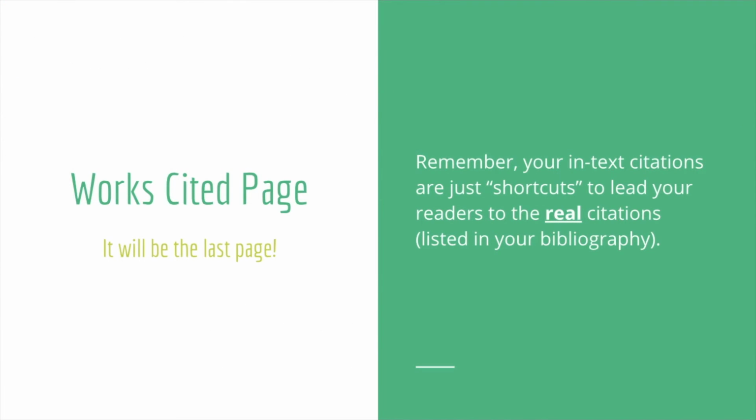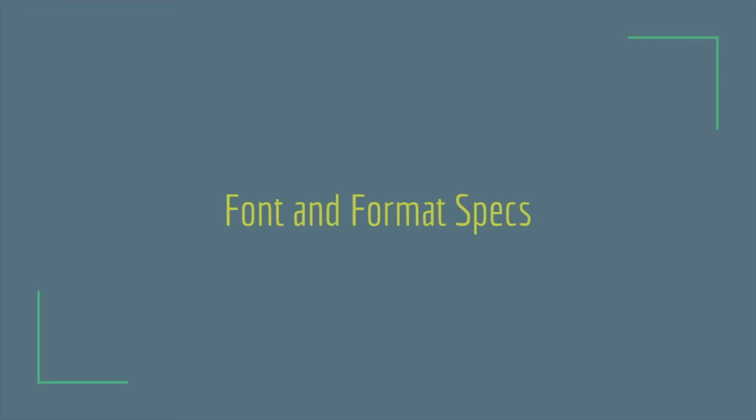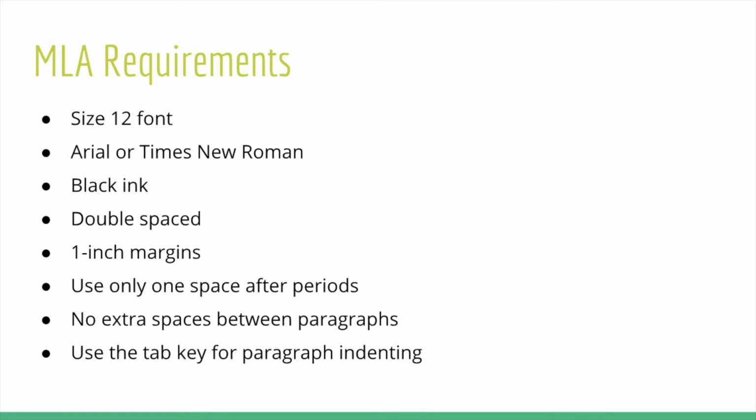Now that you are done with your Works Cited page, we are moving along to font and format specs. There are quite a few requirements listed on this slide. I'm going to explain them right now, and then I'm going to demonstrate them in Google Docs one by one. The first requirement that MLA papers must have, according to the MLA handbook, is a size 12 font. Please note that Google Docs defaults their font to 11, so you're going to need to be mindful of that.